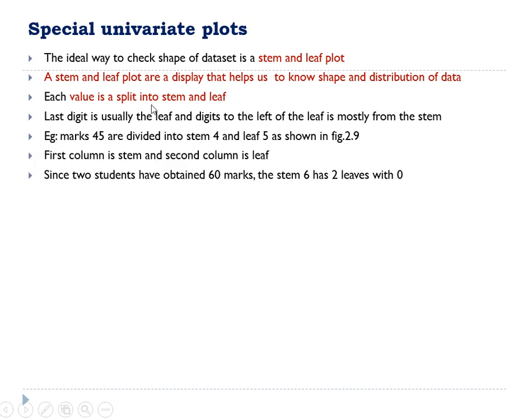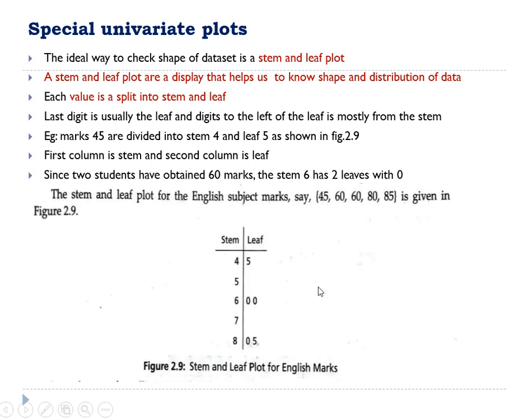Each value we are going to split into two things. One is called a stem, the other is called a leaf. If you see this diagram, suppose I am trying to do a stem and leaf plot for the English subject and these are the marks. The mark 45 is divided into stem 4 and leaf 5 as shown in the diagram. The first column is the stem, the second column is the leaf.